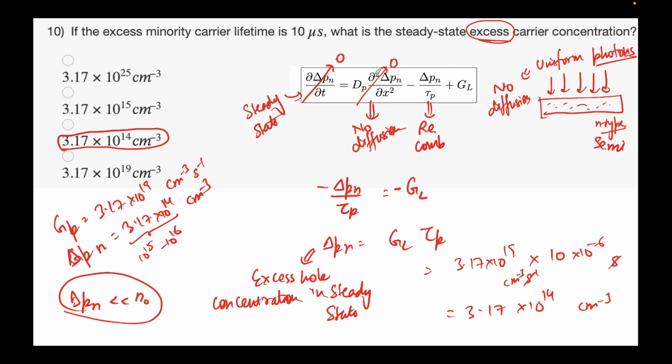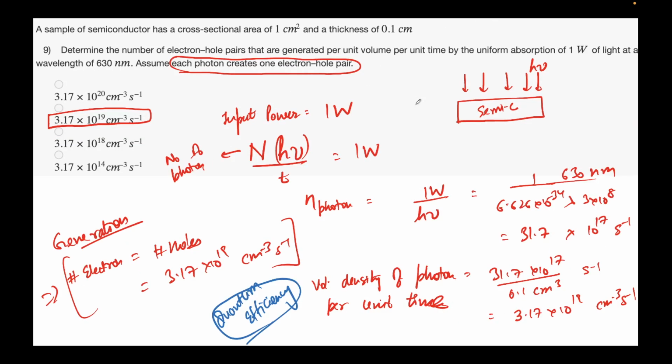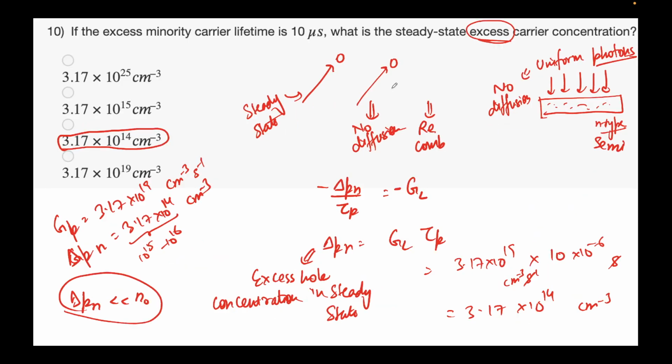Can you explain again how we got uniform photons? It's not mentioned directly. Okay, so these two problems are together, this problem and this problem. I should have mentioned that, I'm very sorry. This is continued from the previous problem.